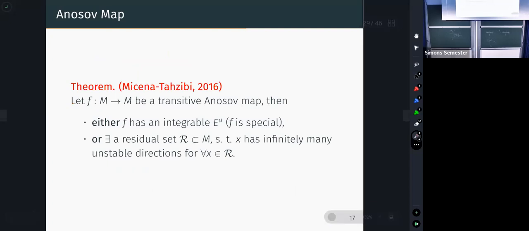Okay, 40 years ago, Ali and Fernando proved something for transitive Anosov maps, which of course are non-invertible. Either you have an integrable unstable bundle, which we say is special, or you can find a residual subset on the manifold such that at every point in this subset, you have infinitely many unstable directions. You have infinitely many unstable bundles, depending on different negative orbits. That gives a very sharp dichotomy.